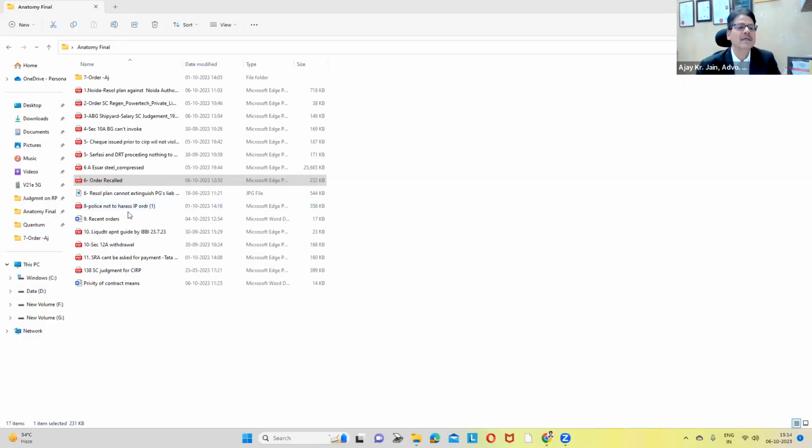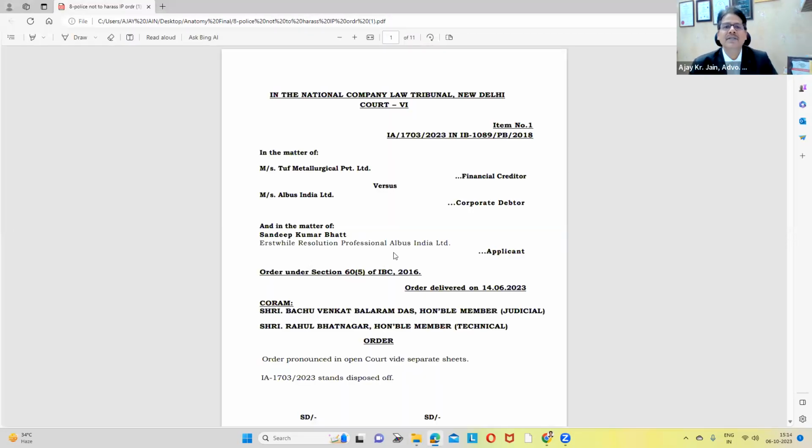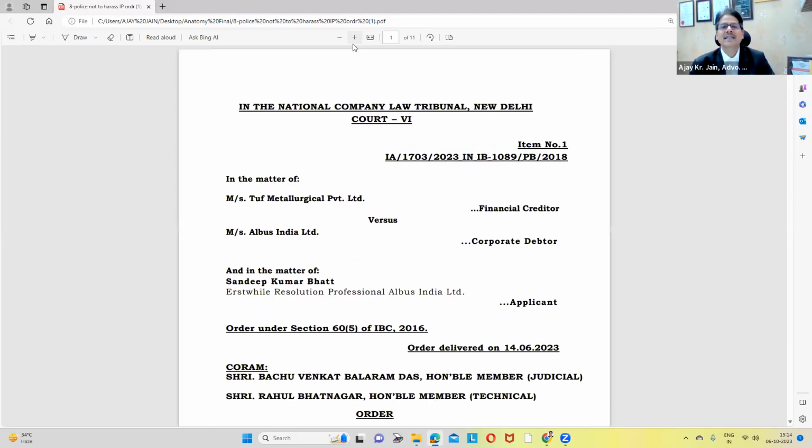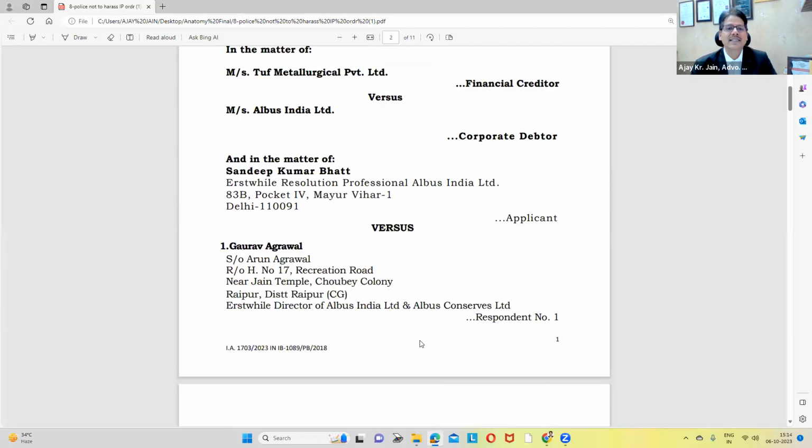Now come to another case. Police. Now an FIR was registered against the RP. Here you might have heard about this case. NCLT Delhi passed this order. See this order. This is very important for the RP.